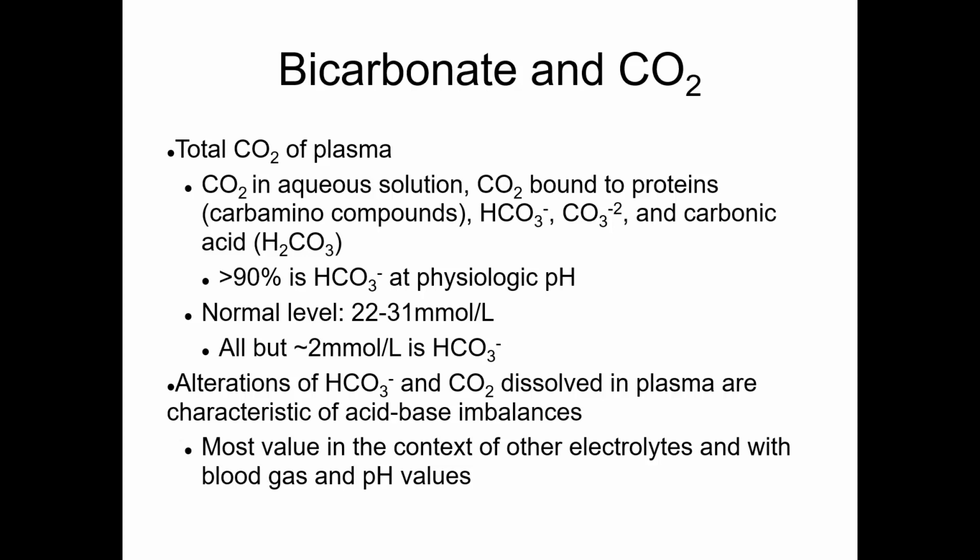Total carbon dioxide of plasma includes carbon dioxide in aqueous solution, carbon dioxide bound to proteins, bicarbonate, and carbonic acid. Greater than 90% is bicarbonate at physiological pH. The normal level is 22 to 31 millimoles per liter, and all but about 2 millimoles per liter is bicarbonate. Alterations of bicarbonate and carbon dioxide dissolved in plasma are characteristic of acid-base imbalances. It has most value in the context of other electrolytes with blood gases and pH values. We will be talking about blood gases in the next lecture.